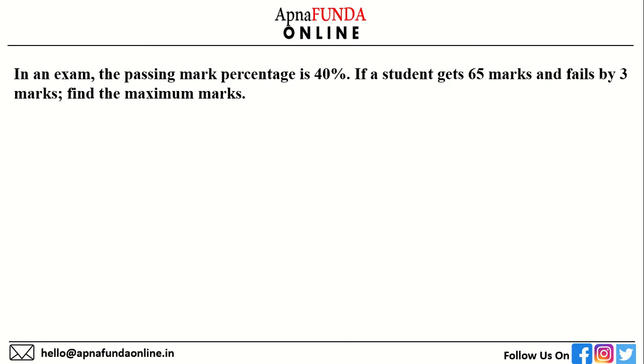Next question. In an exam, the passing mark percentage is 40%. If a student gets 65 marks and fails by 3 marks, find the maximum marks. Maximum marks means the total marks of a particular subject, or the total marks of an exam. If a student gets 65 marks and still fails by 3 marks, so if I add 3, that means 68 marks. This is the passing mark, which is actually the 40% passing mark percentage.